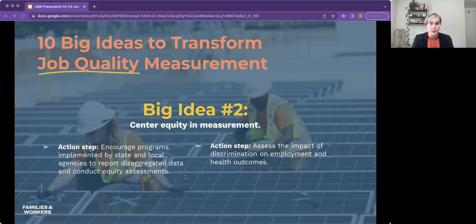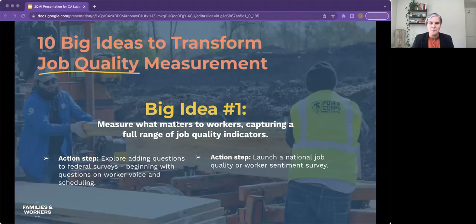Okay, so big idea number one. We could bring the slides back just by one. Big idea number one is to measure what matters to workers, capturing a full range of job quality indicators. Pay is fundamental, but what workers say they care about is much broader than pay, right? It includes things like benefits and schedules and voice. So our North Star is to systematically capture data that reflects all of the core elements of a good job. We can imagine a time when the census regularly includes a module that focuses on capturing workers' job quality. That's kind of the dream outcome.